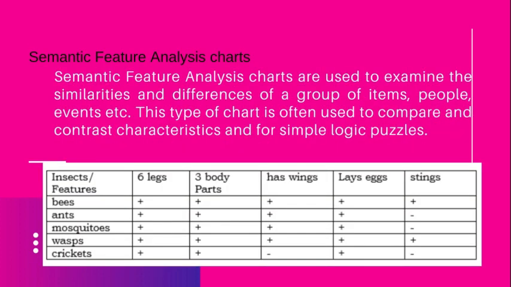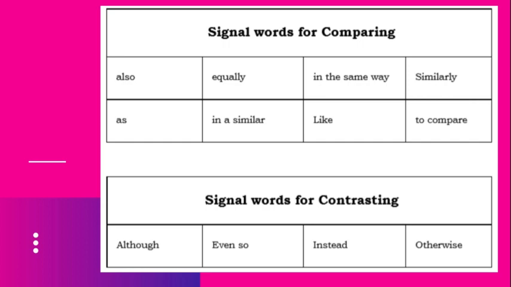Semantic feature analysis charts. Semantic feature analysis charts are used to examine the similarities and differences of a group of items, people, events, and etc. This type of chart is often used to compare and contrast characteristics and for simple logic puzzles. Try using a Venn diagram or a compare and contrast matrix to better understand the pattern development.